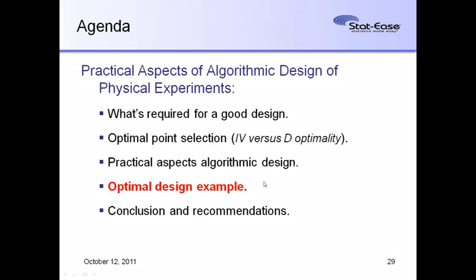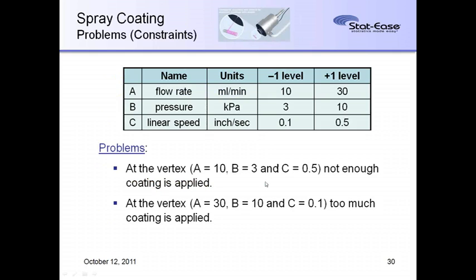Okay, so let's look at an example where we put these to work. I'm going to look at just a three-factor example, and this is an example where we're going to do a spray coating of a stent. A stent's basically a little screen that we put inside of a vessel to expand it where it's blocked, and we put on a coating which usually has a drug in it that's released over time.